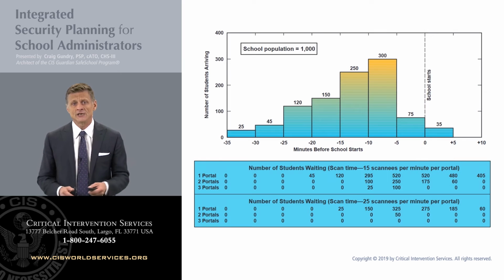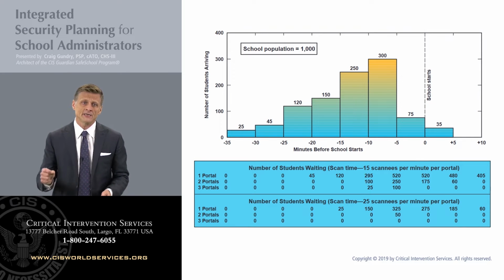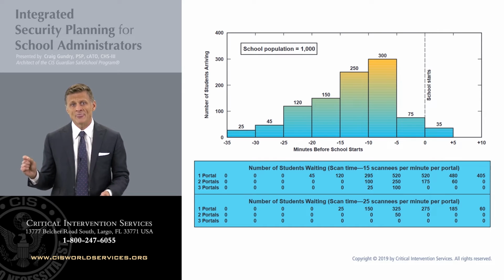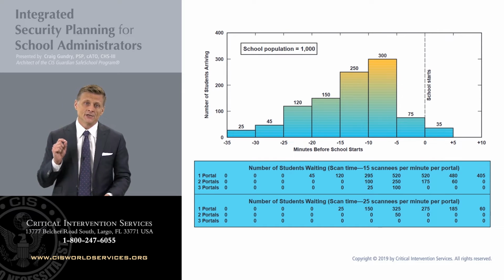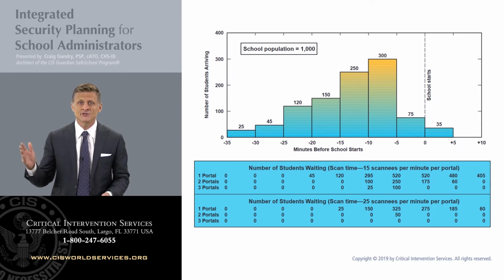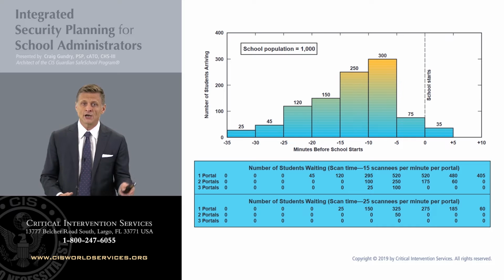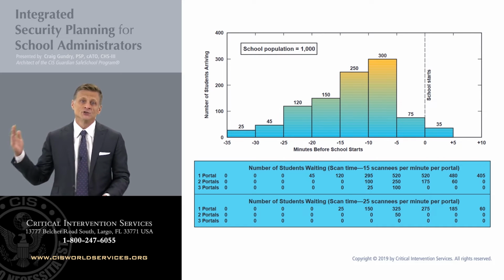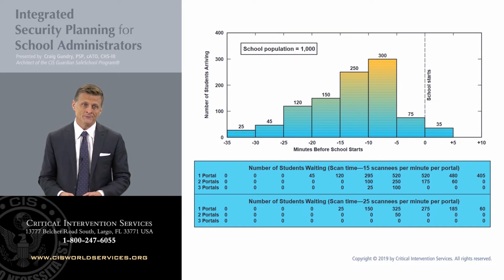And that's basically what you're seeing on the slide right now. This is looking at the arrival patterns for a school with a population of 1,000. The chart at the top of the screen shows the arrival of students in 5-minute increments up to the time that school starts in the morning, with the vast majority probably arriving within the period of around 15 minutes prior to around 10 minutes prior to the actual start of the first bell.